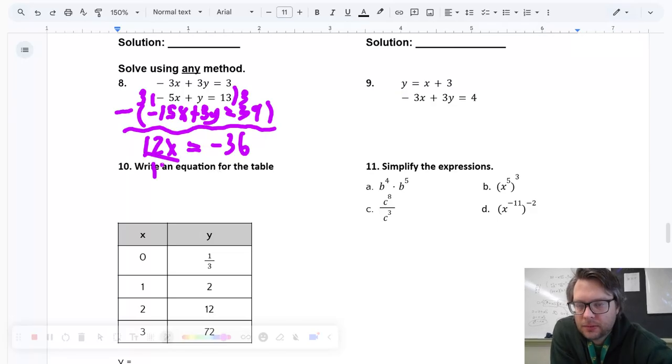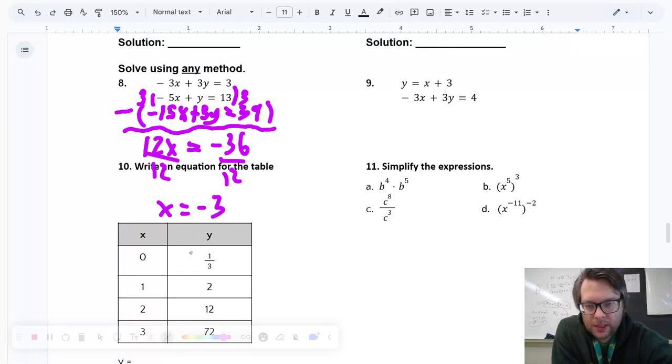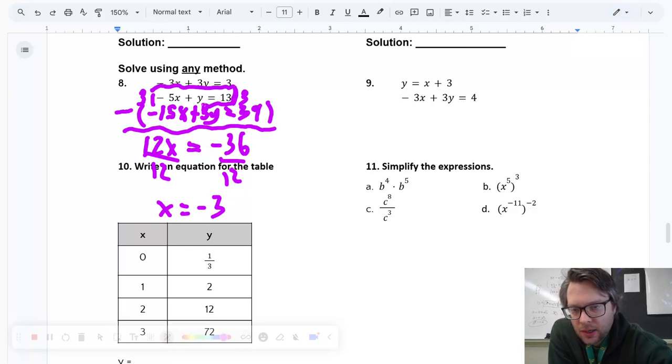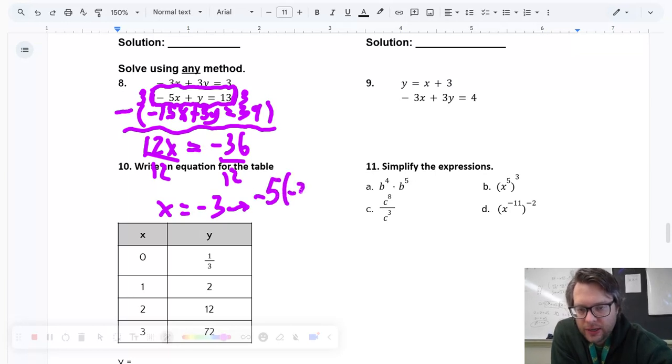Get x by itself. So x is equal to negative 3. I'm not quite done. I still have to find y. Now I'm going to go back and use that equation that I was ignoring for a while. The only reason I'm using that one instead of the other one is because it has a single y instead of 3y. I take this x and plug it into that equation that I just circled. It says negative 5x plus y equals 13.